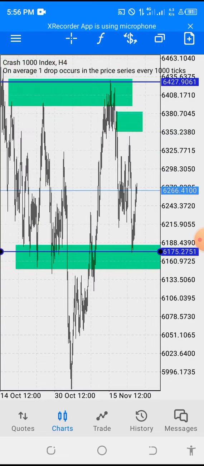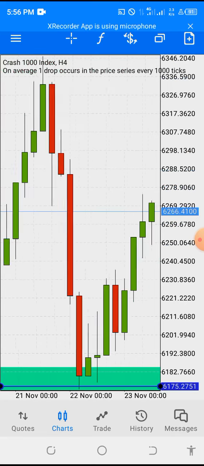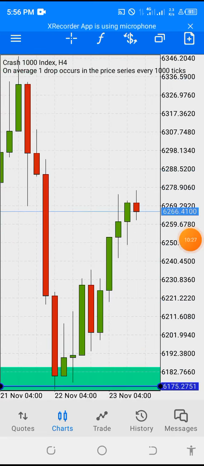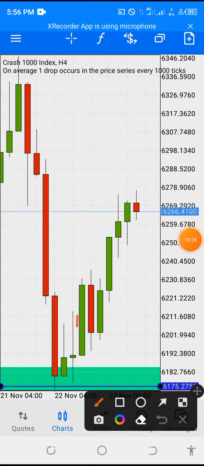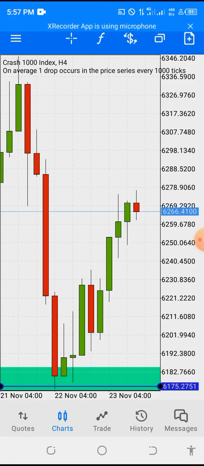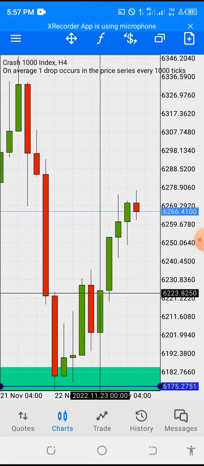When price got to the next key level, to the next support level, see what happened. It formed a doji. See that this strategy works very fine if you follow the steps one by one. That is a very good doji candlestick. Now see where price is at.